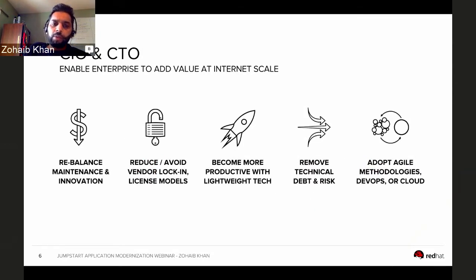I'm going to briefly talk about this, where we talk about CIOs and CTOs. Their main challenges are, among many, how do they rebalance and maintain innovation? So based on the previous slide that I mentioned, this is obviously a struggle. Also, to avoid vendor lock-in and in the licensing model.